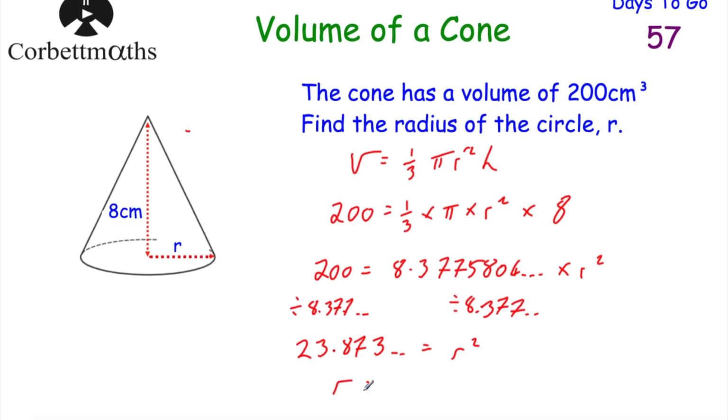So the radius would be equal to the square root of 23.873 and so on, and when we do that we get the radius is equal to the square root of answer, and we get that's equal to 4.886 centimeters to 3 decimal places, and that's it. So the radius of that cone is 4.886 centimeters to 3 decimal places.